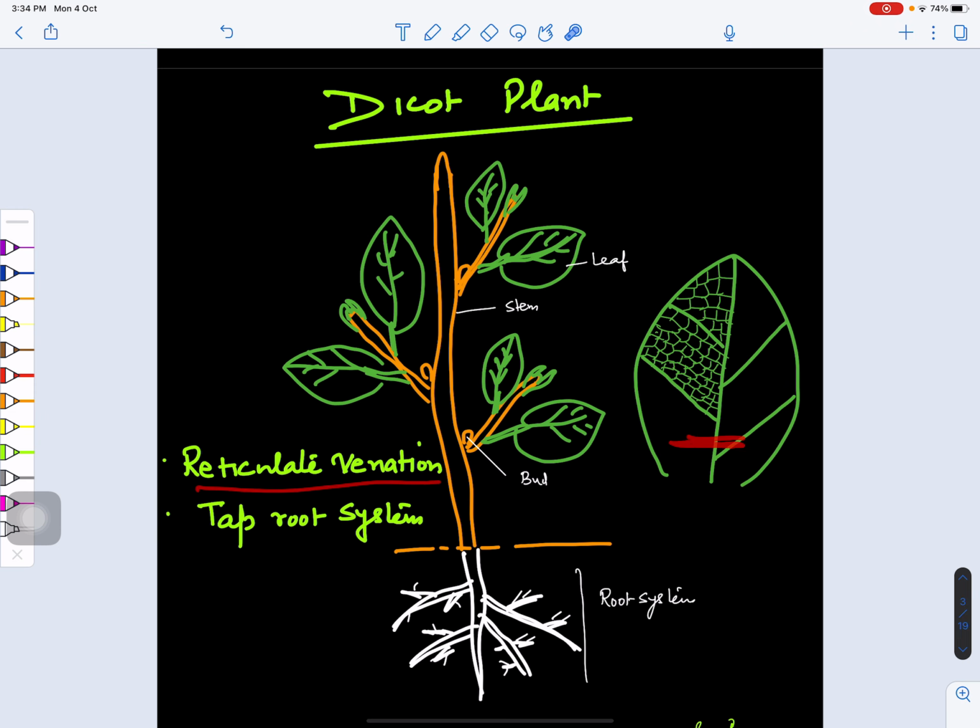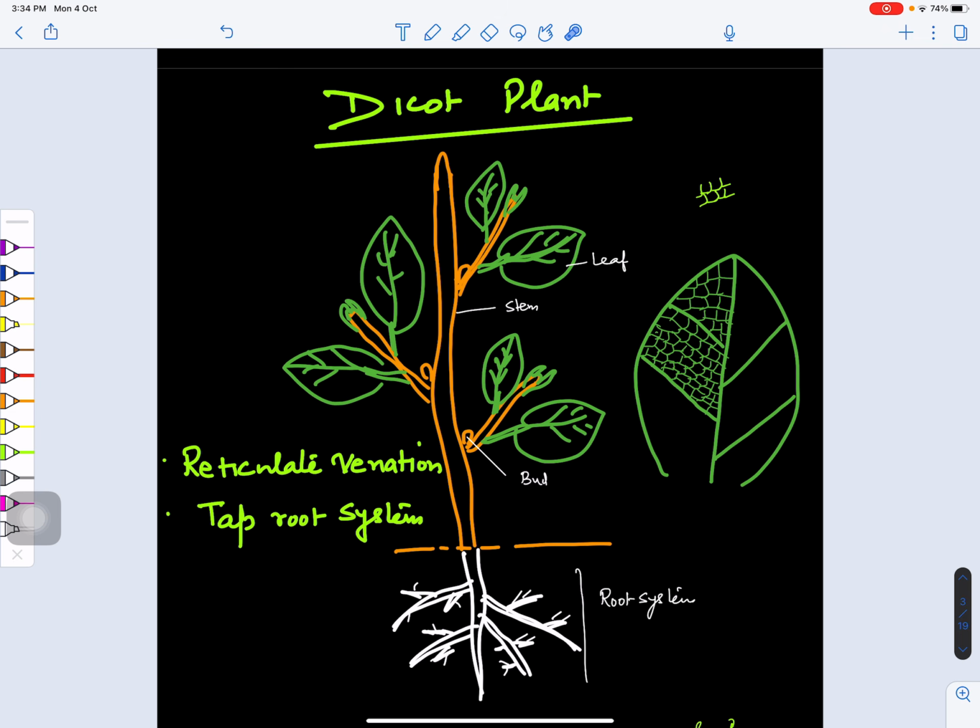Like here in this diagram, I have tried to show how a network is being produced, right? Now this is the network of the veins present in the leaves. So this is the network. I have not completed the diagram, but here also the same network is there. So this is called reticulate venation, meaning network of veins.